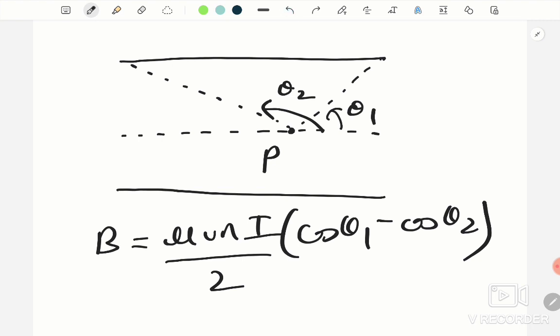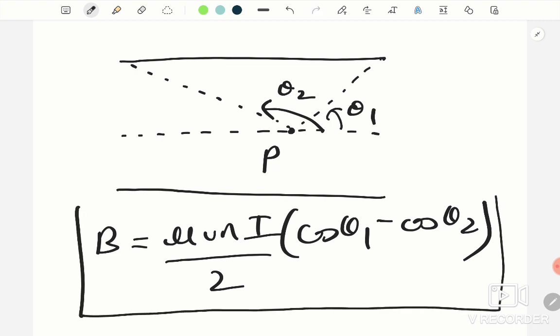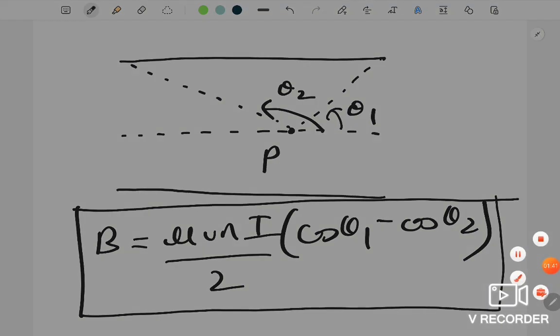So in summary, whenever we have a solenoid, magnetic field on the axis of solenoid is given by mu naught small ni by 2 into inside the bracket cos theta 1 minus cos theta 2. Guys, n represents number of turns per unit length. So with this, we have completed this slide. Let's move ahead to the next slide.